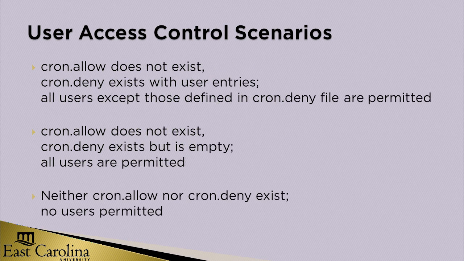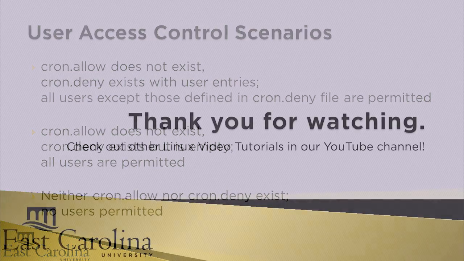If cron.allow does not exist and cron.deny exists with user entries, everyone except for those users defined in cron.deny are permitted to use cron. If cron.allow does not exist and cron.deny does exist but is empty, everyone can use cron. This is the system default. And lastly, if neither cron.allow nor cron.deny exist, no users are permitted to use cron.